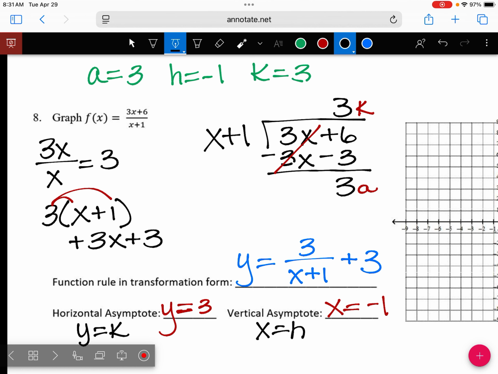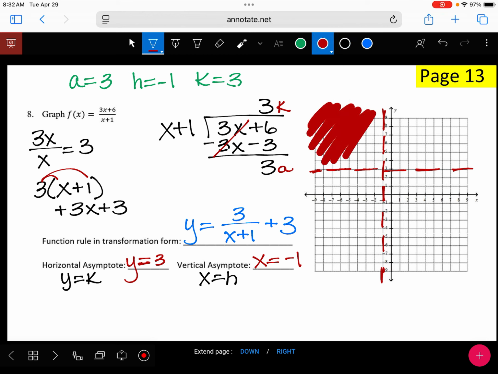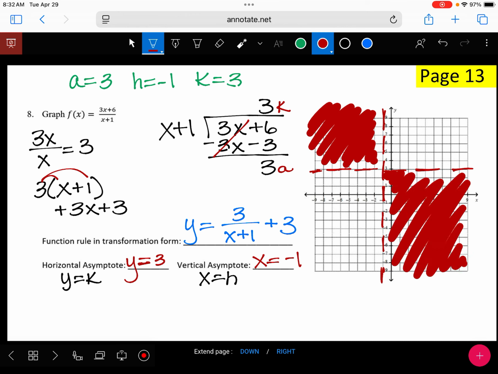All right, so we're ready to graph it in. So I'm going to draw a horizontal line at 3. And a vertical line at negative 1. This is positive. So I'm not going to use these two parts. So I'm going to zoom in.